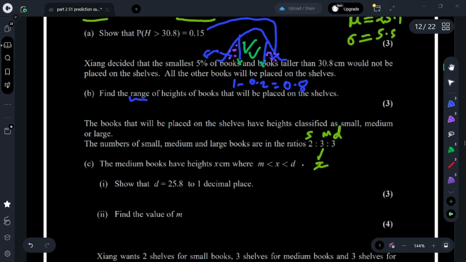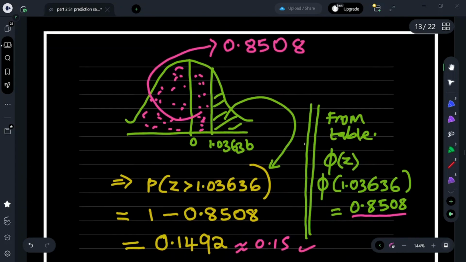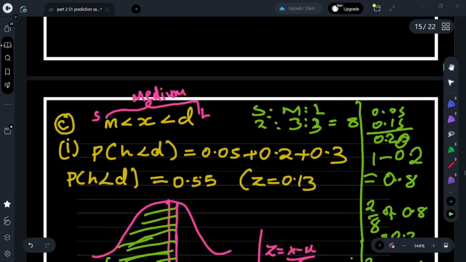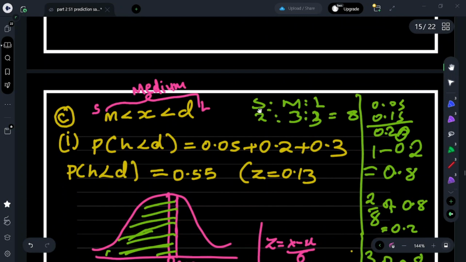X can go all the way up to 25.8, and we don't know the value of m, which we'll calculate in Roman 3. All right, having the ratio and the range at which the height of the medium books can be, we can work out the value of d. So we come down here and work out the value of d. Small to medium to large books are in the ratio of 2:3:3.